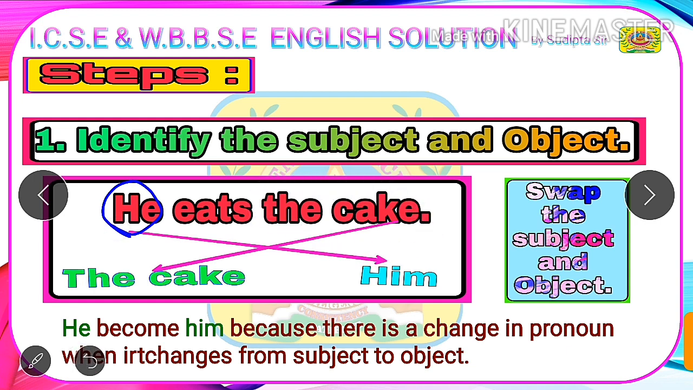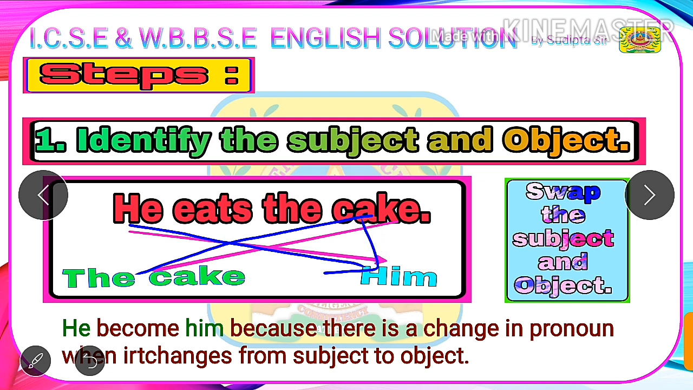Students, now we have found out that the subject in this statement is he and the object is the cake. Our next job is to interchange or swap the subject and object. That means we have to bring the object as the subject in passive voice and the subject of the active voice will become the object of the passive voice. Students, now you can see that the cake we have taken as the subject, but he becomes him in the passive voice. Why him, students?